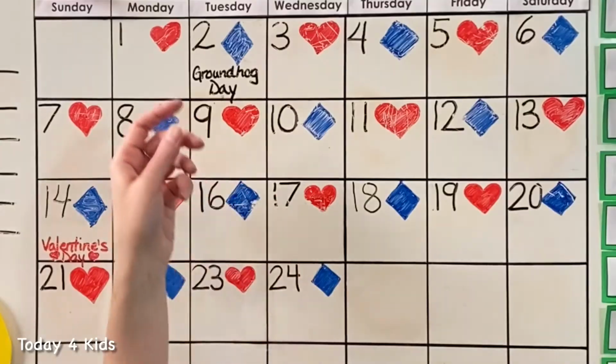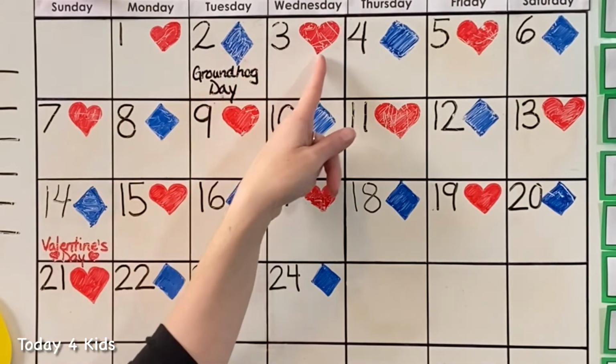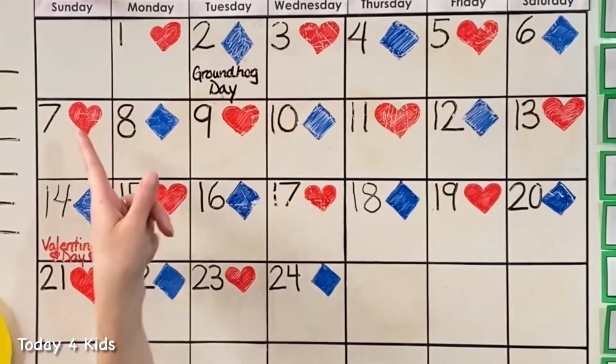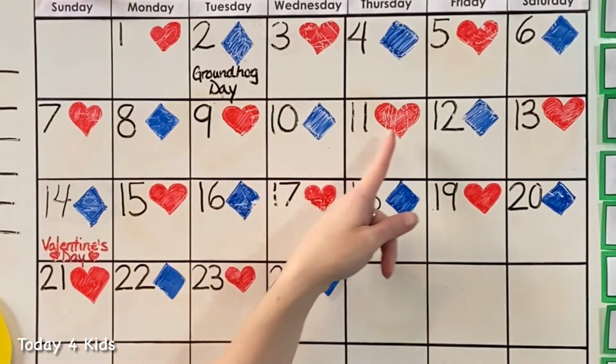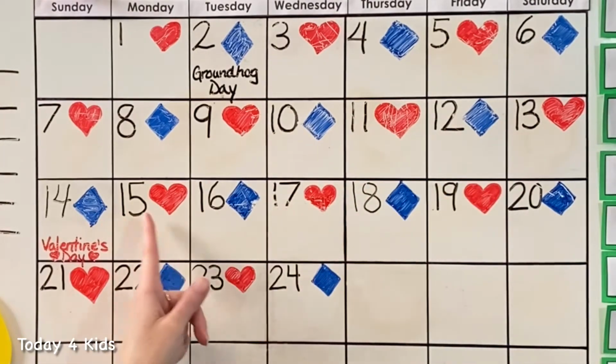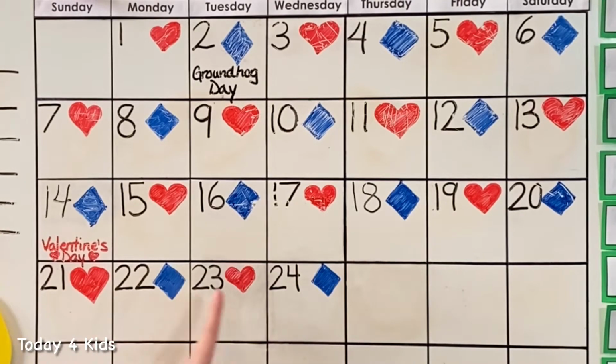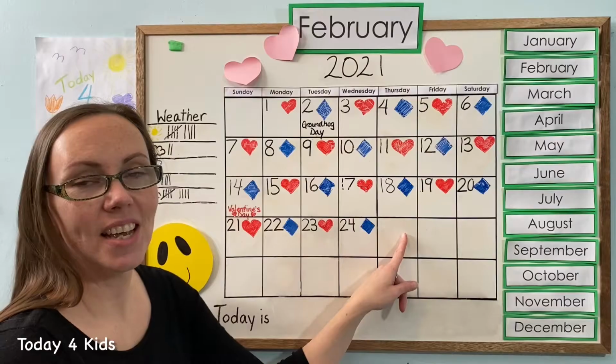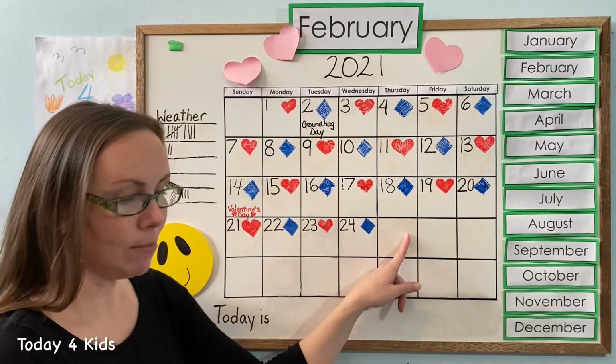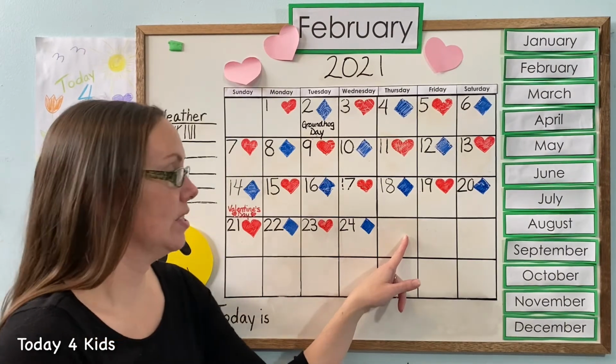Are you ready? Red heart, blue rhombus, red heart, blue rhombus, red heart, blue rhombus, and so on, until we end on red heart. Did you guess red heart? That was a lot of shapes to say in one section.